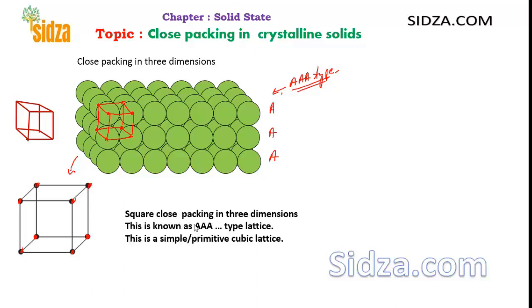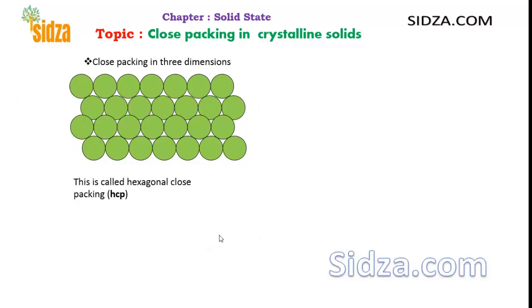This type of an arrangement is called square close packing in 3 dimensions, and from square close packing we get an AA type of lattice, and the unit cell will be a simple or a primitive cubic lattice. Now what about the hexagonal close packing? If you have a hexagonal close packing in 2 dimensions, suppose you have one layer of atoms, and the arrangement in this particular layer is a hexagonal close packing.